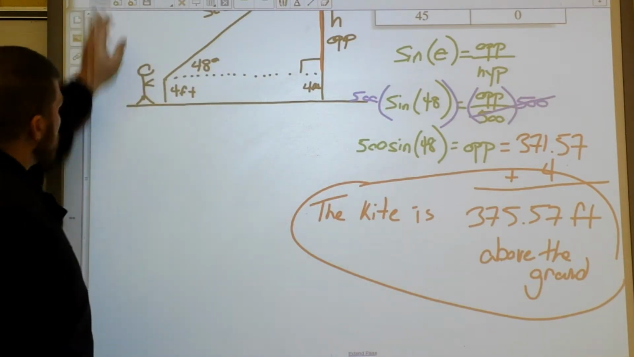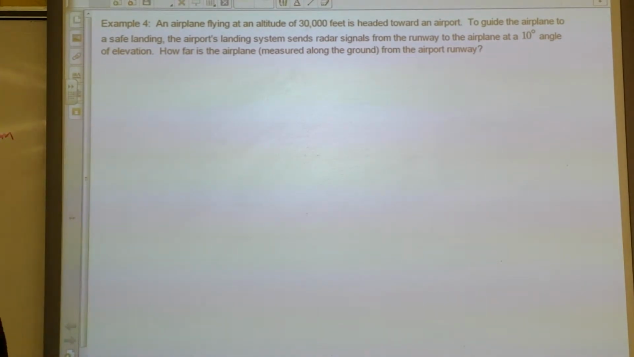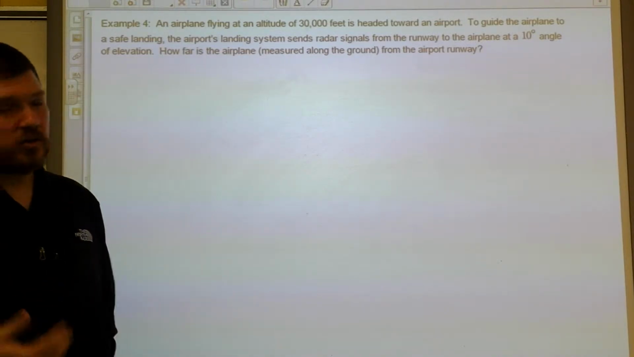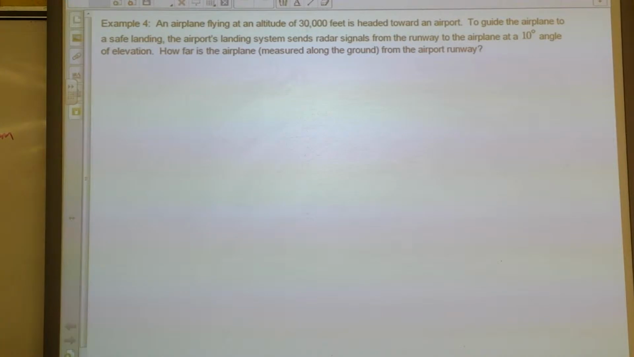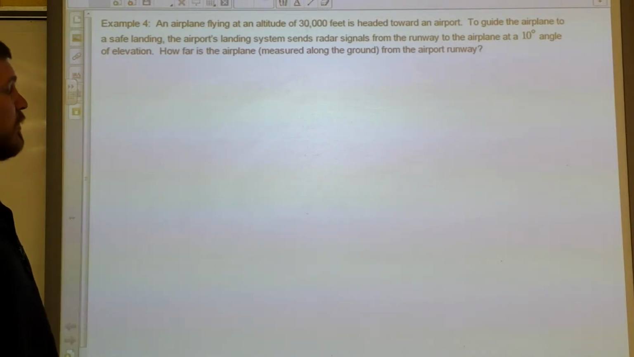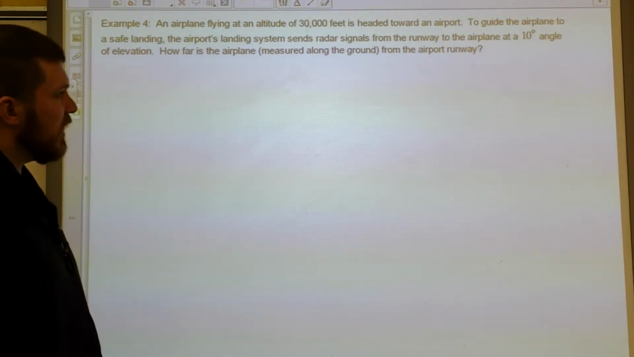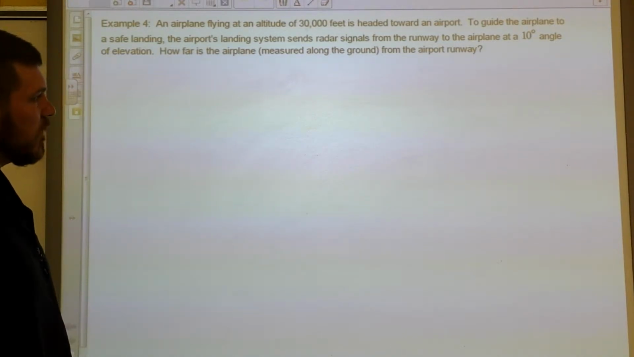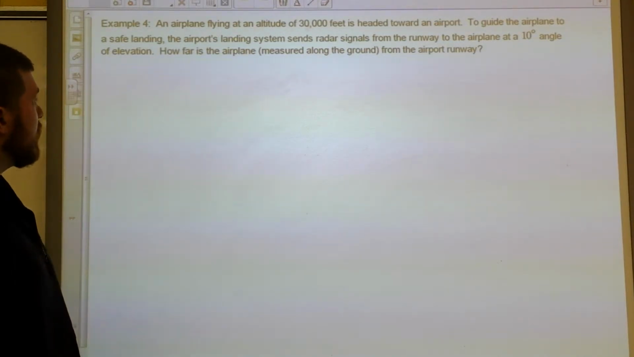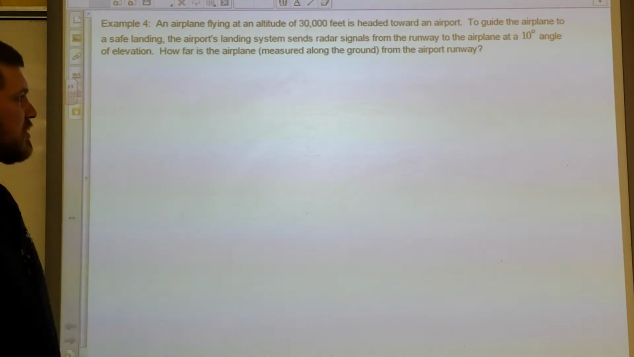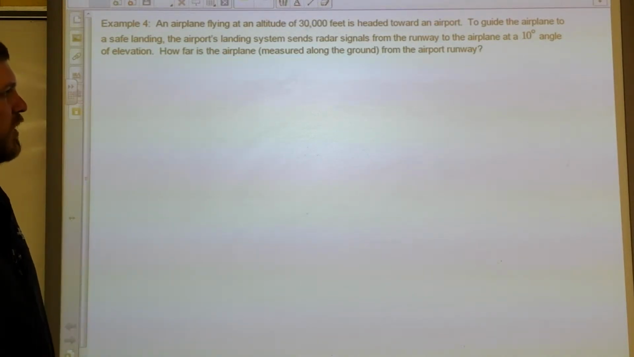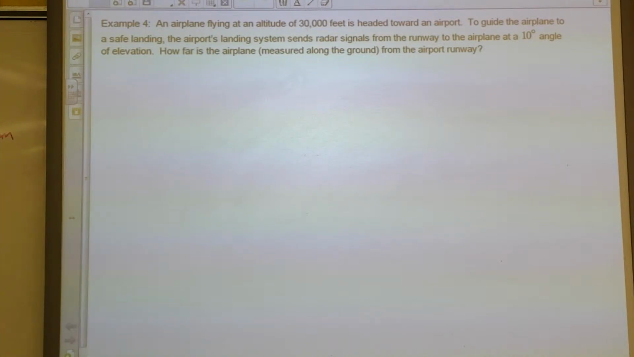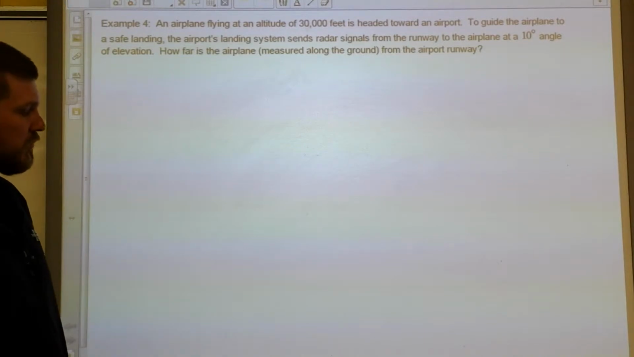So another problem. We have another word problem, no big deal, so we're going to start off by probably drawing a picture. We need to be paying attention for keywords that are going to help us to draw that picture and fill it in. We have an airplane that's flying at an altitude of 30,000 feet, and it's headed toward an airport. To guide the airplane to a safe landing, the airport's landing system sends radar signals from the runway to the airplane at a 10-degree angle of elevation. How far is the airplane measured across the ground from the runway?